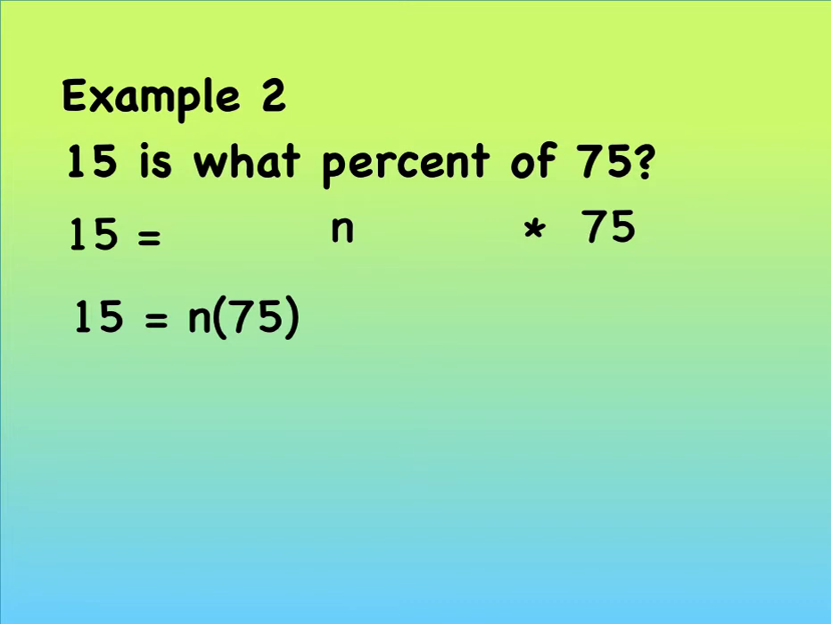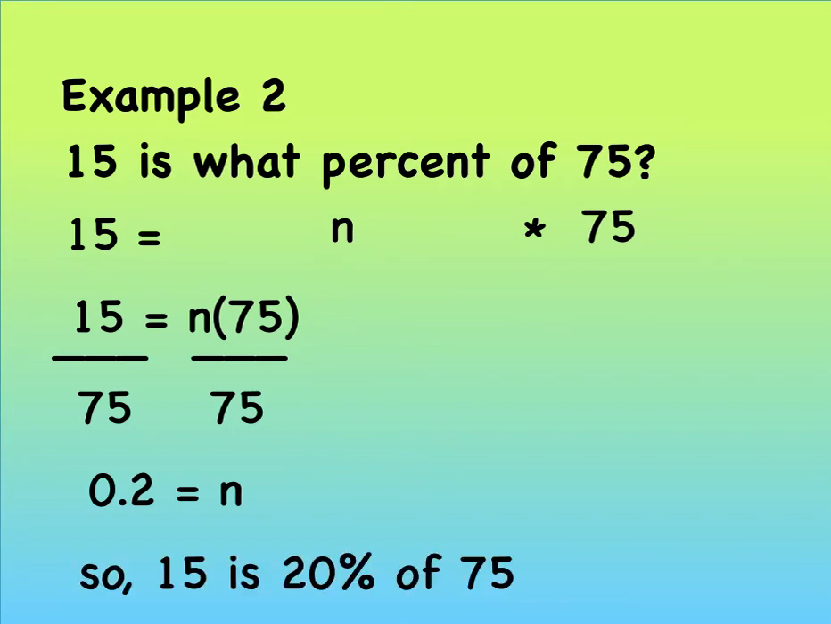We want to find out what n is, so let's isolate the variable. Do you remember how to do that? Let's divide both sides by 75. 75 divided by 75 is 1, and 1 times n is n, and 15 divided by 75 is 2/10. So 15 is 20% of 75.